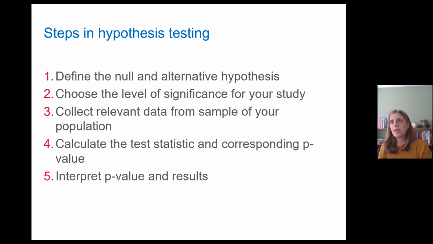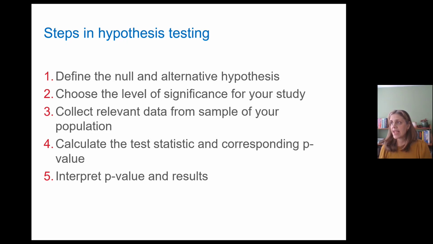But to get to that point where you've got a statistic and a confidence interval or a p-value that you're interpreting, you need to think about setting up a hypothesis test for your research question. How you do this is that you'd usually define your null and your research hypothesis, sometimes called your alternative hypothesis. You check that you've got the right level of significance for your study.